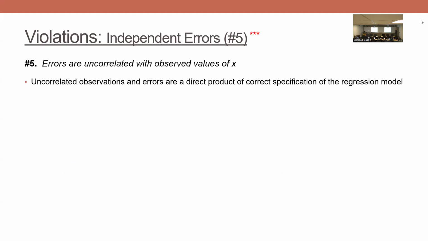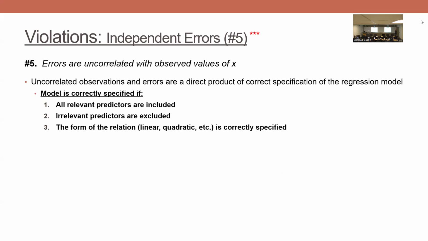Another assumption of our regression models is that our errors are uncorrelated with my observed values of X. Okay. This is a direct product of having a properly specified model. Okay. My model is correctly specified if, one, all predictors that need to be in my model are in there, and two, there are no irrelevant predictors, nothing that shouldn't be in there is in there. And the form of my model is correctly specified, right? If I'm running a linear model, there's an actual linear relation in the population for me to identify, okay?